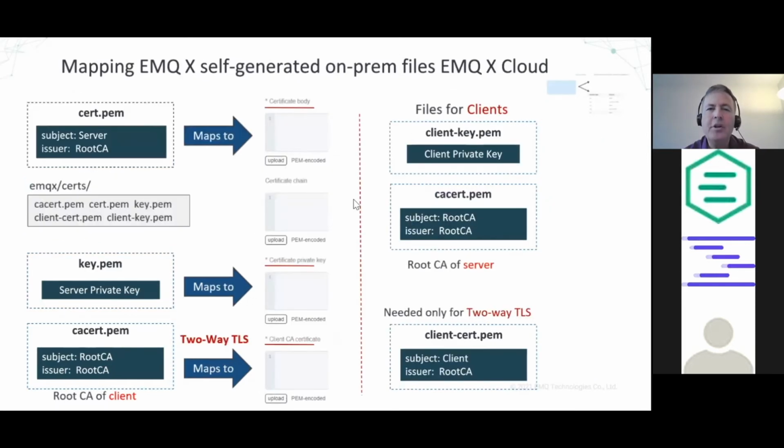So if you wanted, you can use the self-generated certificates for EMQX Cloud. All you have to do is map the cert.pem to the certificate body. Basically, that completes the chain because there's no intermediate CAs. Then you would map the key.pem to the certificate private key. And that's all for one-way TLS. For two-way TLS, you map the cacert.pem to the client CA parameter.